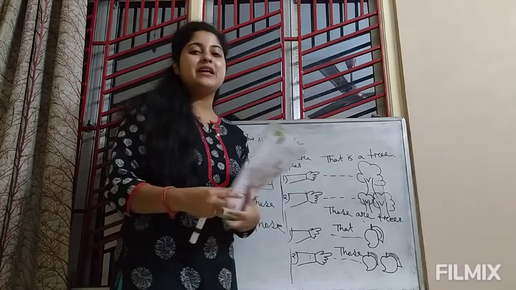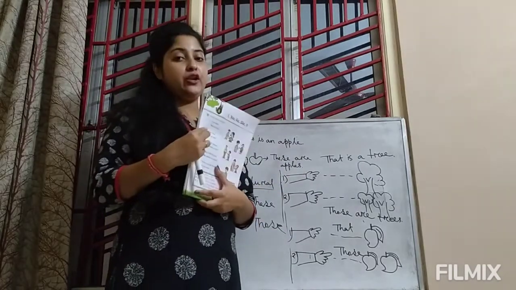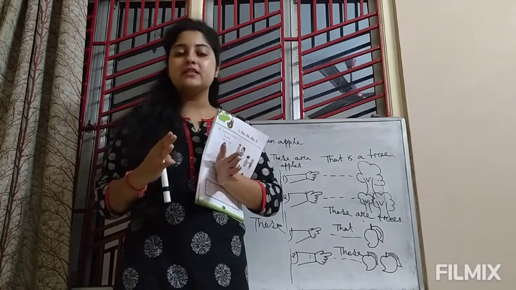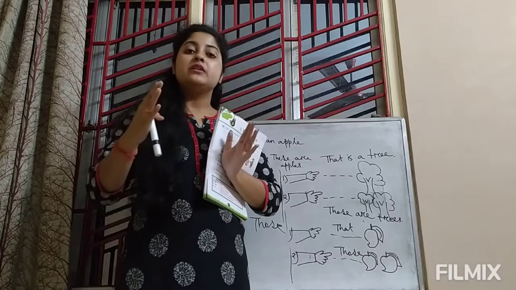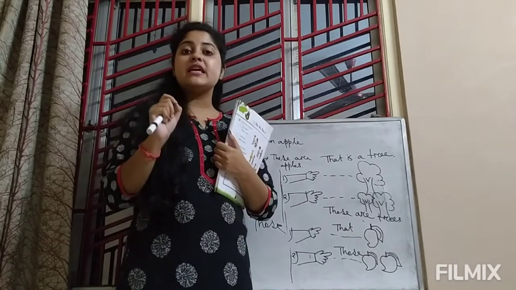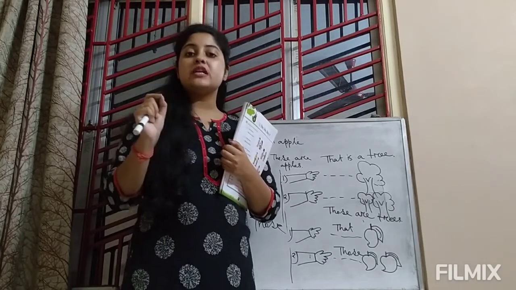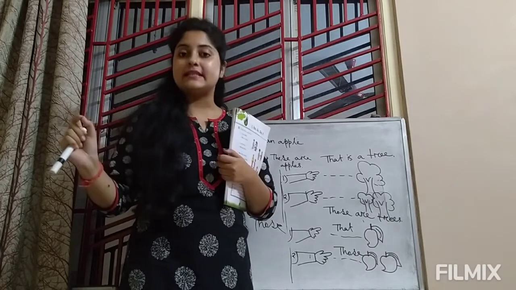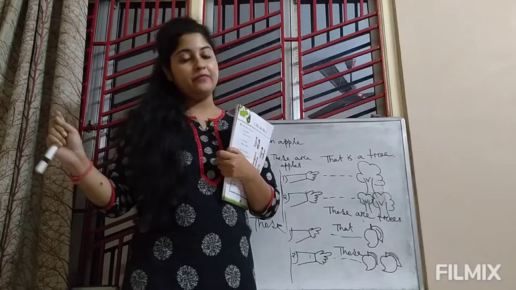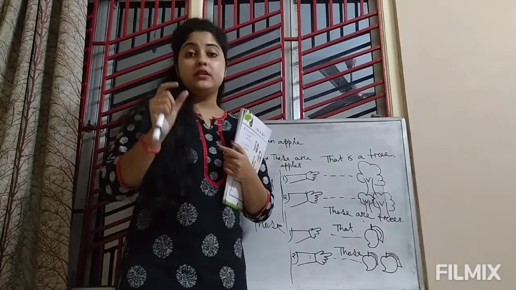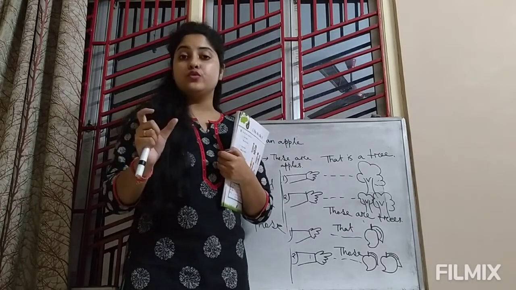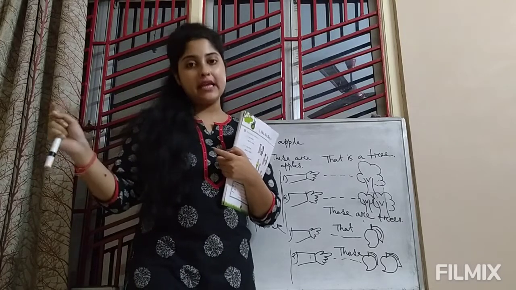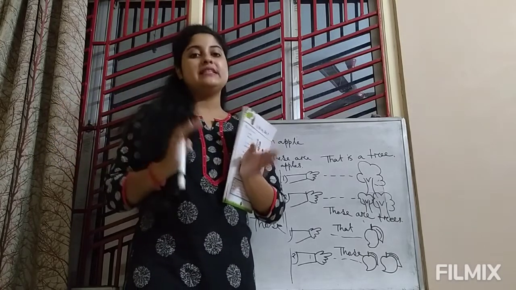Okay? So that is the chapter. This, that, these and those. This means singular and these means plural. These, T-H-E-S-E. These is the plural form of this, T-H-I-S. And those, T-H-O-S-E. Those is the plural form of that, T-H-A-T. Okay? So, this is the chapter.